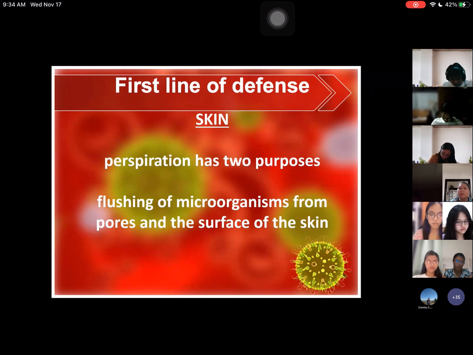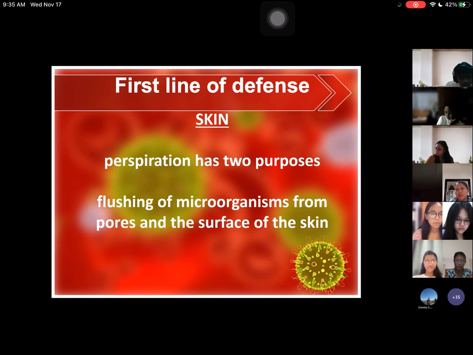The first is flushing of microorganisms from pores and the surface of the skin. When you perspire, it is basically preventing the invasion of pathogens, because it flushes potential pathogens or microorganisms from invading your pores and the surface of the skin. Of course, when you perspire, you need to actually wipe it off. Because if not, have you already observed this?